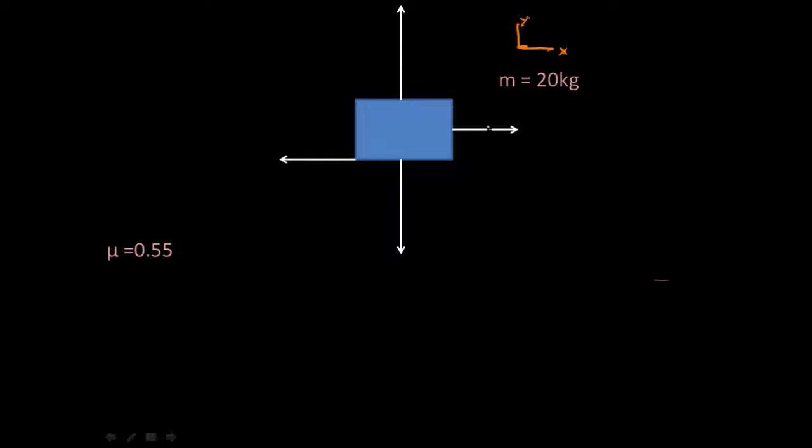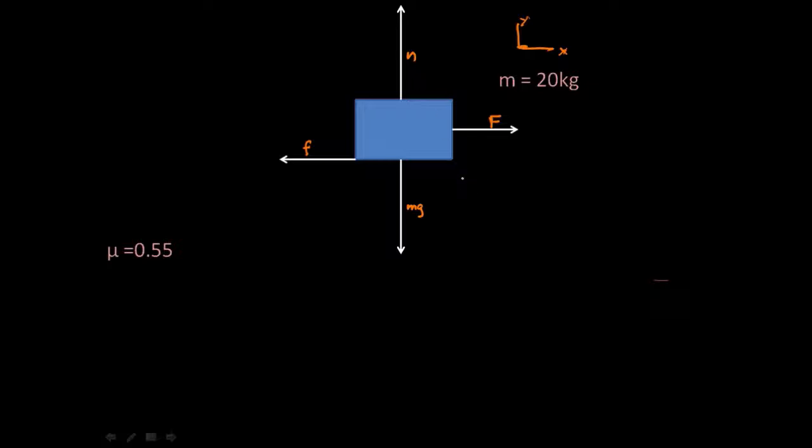And we need labels on these forces. Since this is the applied force from the rope, I'll just call it with a big capital F. Since this is the frictional force from the table to the box, we'll call that lowercase f. Since this is the weight, we'll call that mg. And since this is the normal force, we'll call that N.